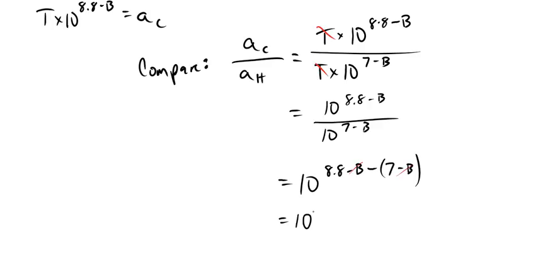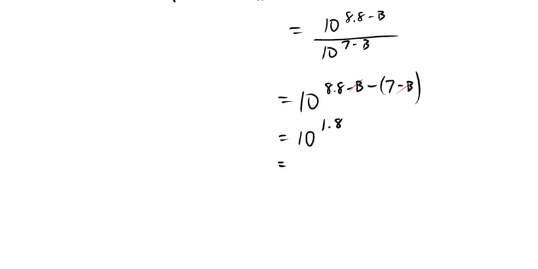And I end up with 10 to the 8.8 minus 7, which is 10 to the 1.8. Ten squared is 100, so it's less than that. So it's 63.096. Therefore, the earthquake in Chile was about 63 times more intense. That's huge.